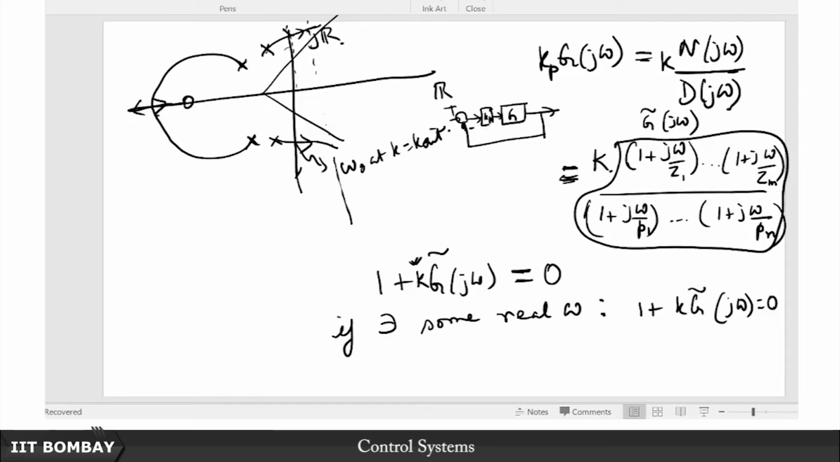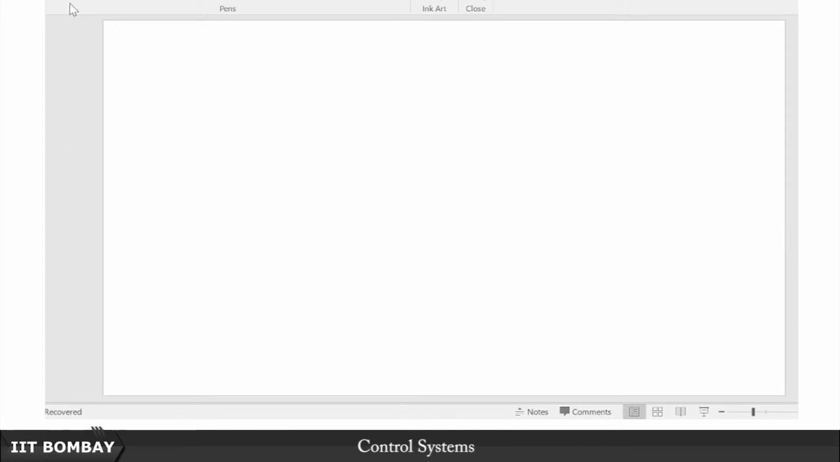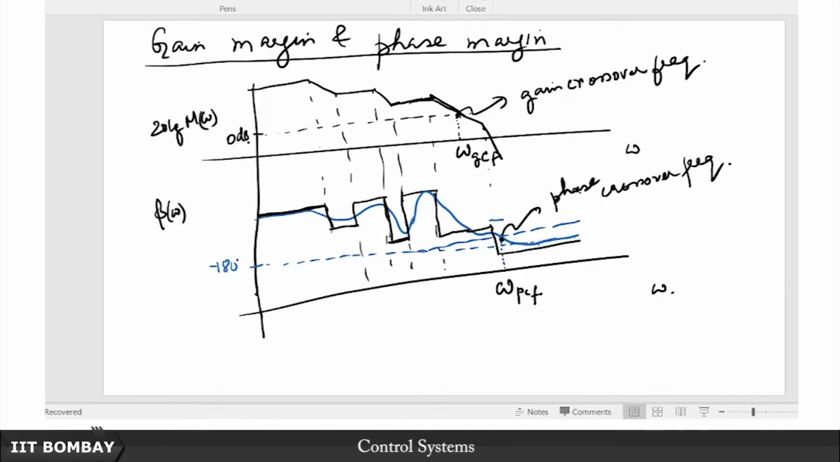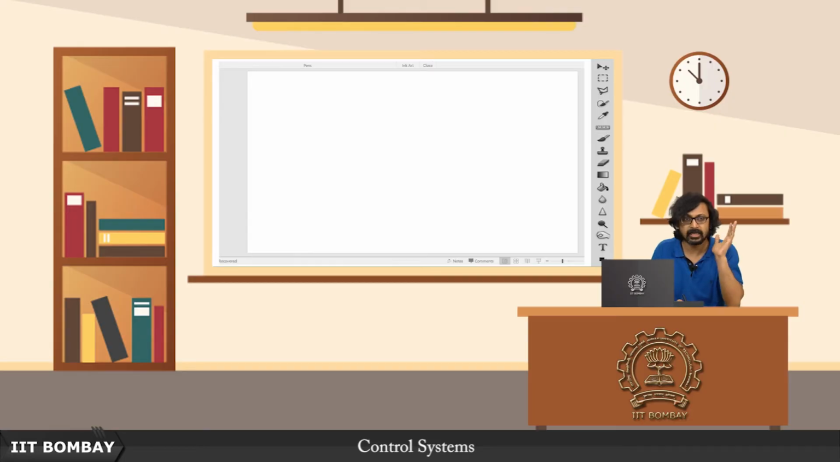So, basically what we are saying is that the way we have evaluated this critical k using Routh array, now we can do the same using this Bode plot. Why? Here is the explanation.